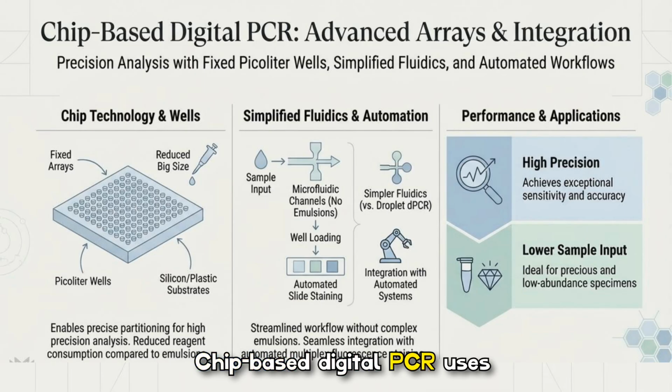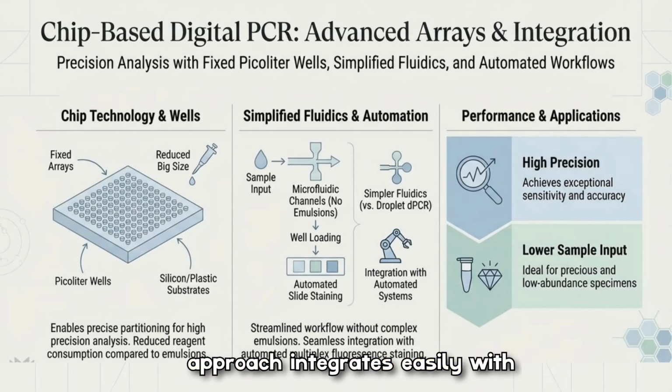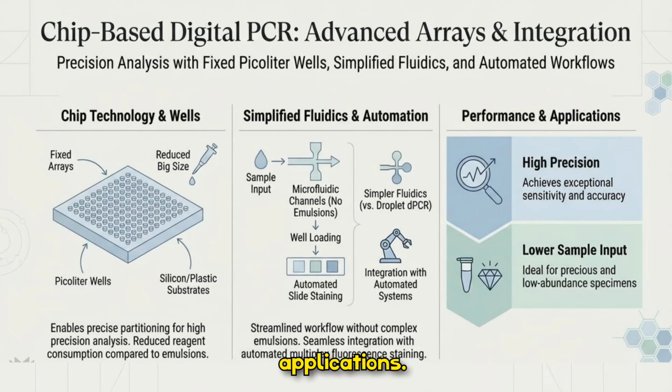Chip-based digital PCR uses fixed picoliter wells to simplify fluidics and reduce reagent use, enabling precise partitioning on silicon or plastic substrates. This approach integrates easily with automated loading and fluorescence staining, delivering exceptional sensitivity, lower sample input needs, and a streamlined workflow compatible with high-precision applications.